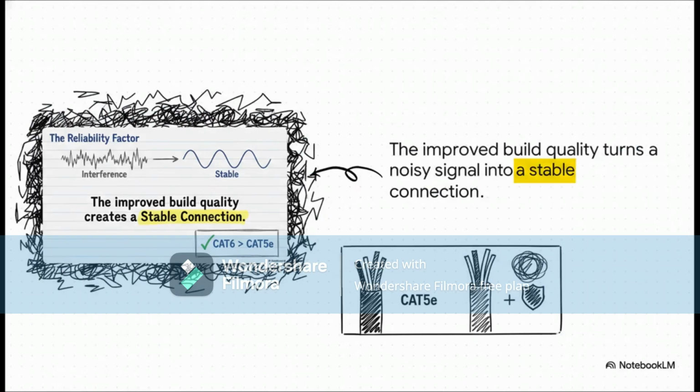And this is the result. Because of that better insulation and that tighter twist, the CAT6 cable acts like a shield. It protects the signal from all that outside noise. It basically turns a messy, choppy signal into a clean, smooth, and super stable one. And that, right there, is why CAT6 is so much more reliable.